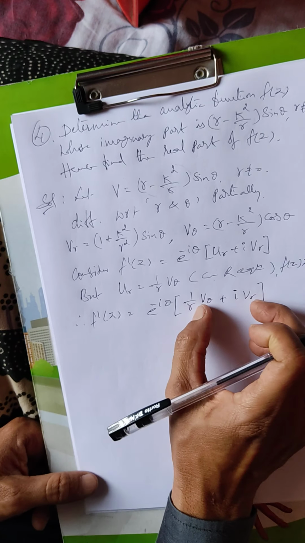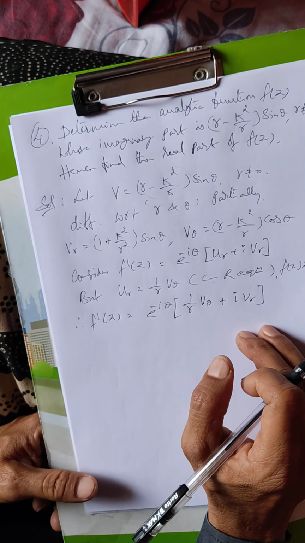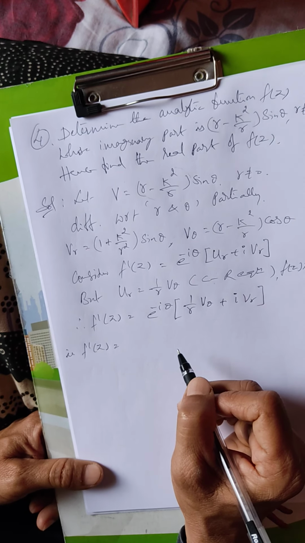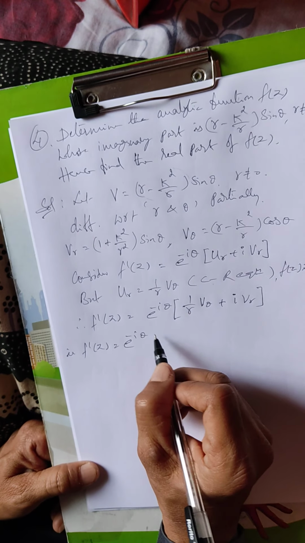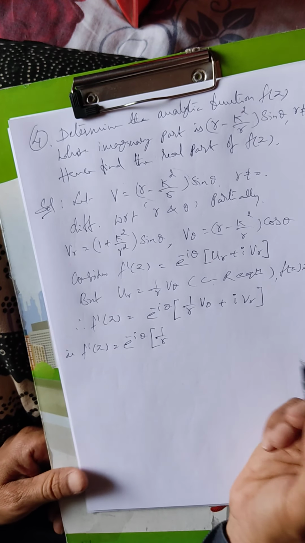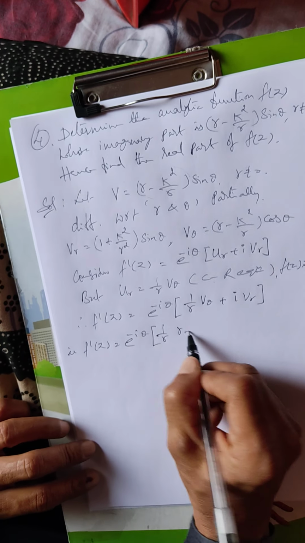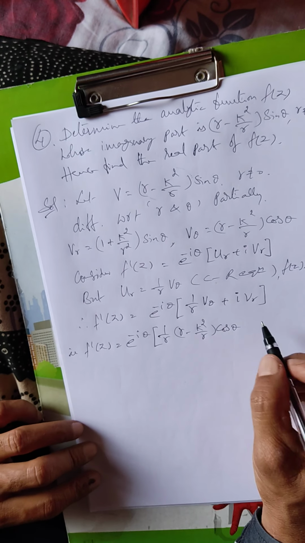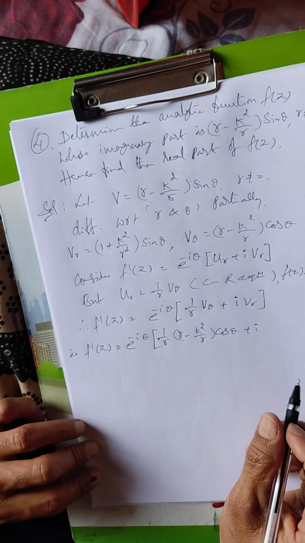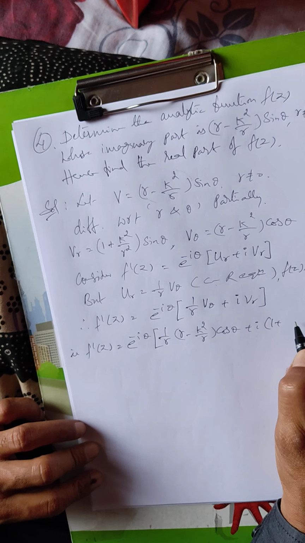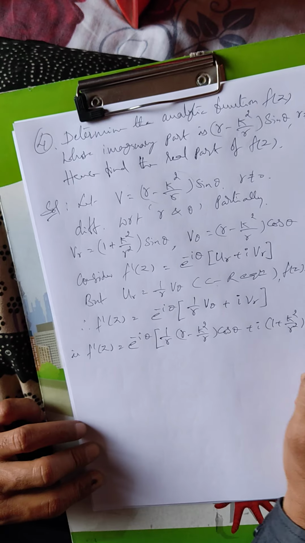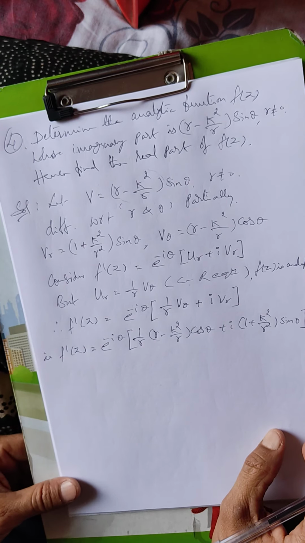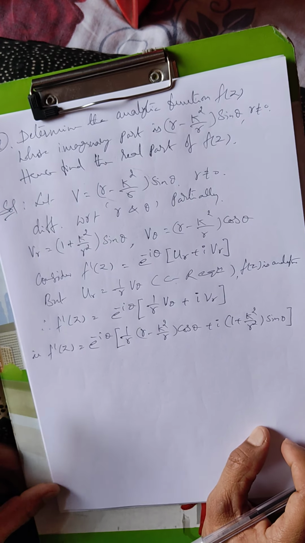Now both v theta and Vr are available, so we can substitute the expressions for Vr and v theta. So that is f dash of z is equal to e power minus I theta into 1 by r v theta. What is v theta? R minus k square by r cos theta, plus I into Vr. Vr is 1 plus k square by r square into sin theta. That is f dash of z.